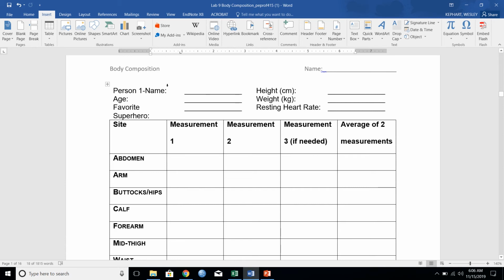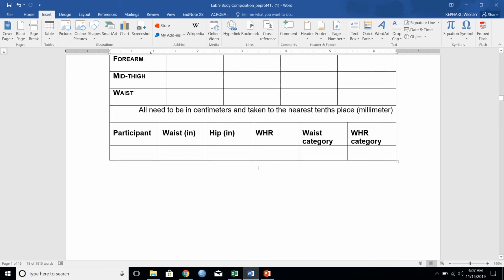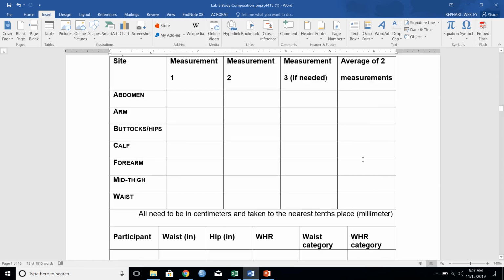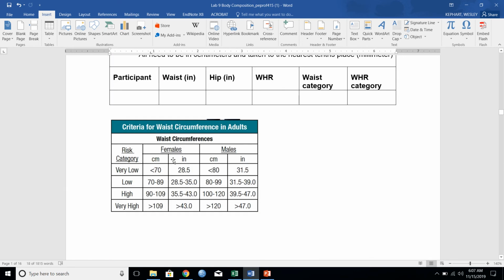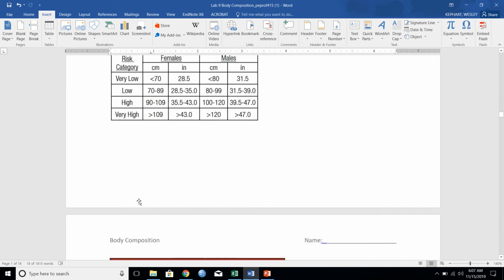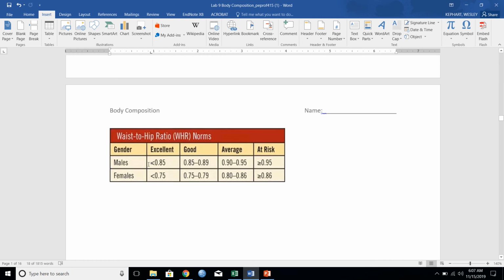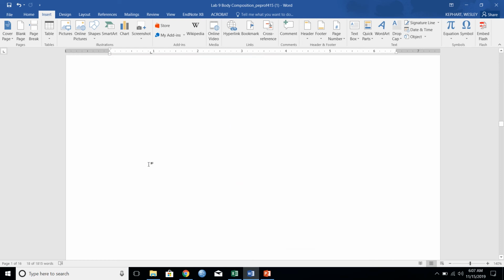So for person 1, you're going to take all of this data on them: measurement 1, 2, and average, and take measurement 3 if they vary by more than half a centimeter. Then you'll also do their waist-to-hip ratio, which is really just the division of these: waist in the numerator, hip in the denominator. You'll tell me the waist category and the waist-to-hip ratio category, which you can see down here. There are the waist circumference categories and the risk categories for waist-to-hip ratio. Hopefully you understand how to do that math from us talking about it in lecture.